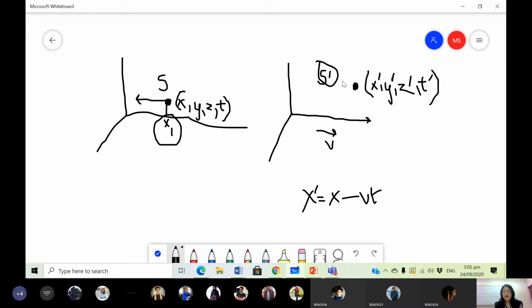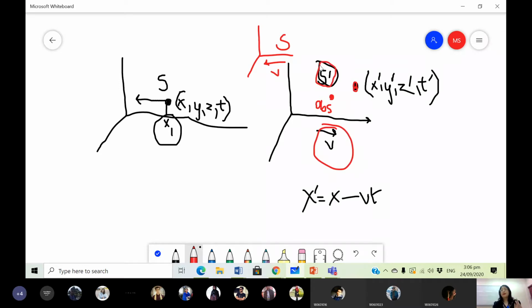Because we know that the S dash frame is the one that's moving towards the right. So if an observer is in the S dash frame, same frame as S dash, where this frame is moving with velocity v, this observer is going to observe that the S frame is moving backwards with velocity v, right? If we consider this one to be the rest frame.